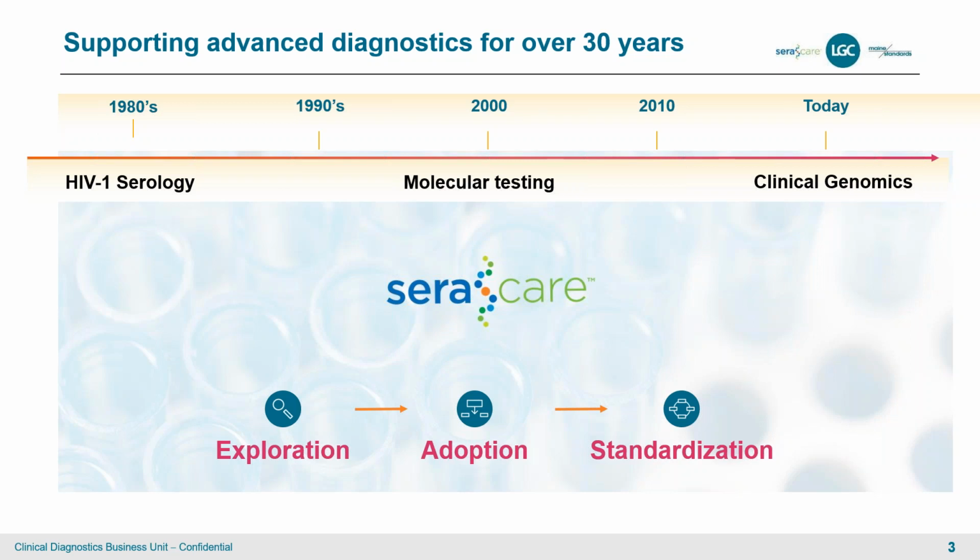on these advanced reference materials. So we started our journey in the late 80s with the HIV-1 crisis, with a lot of serology products. And then moved into molecular testing as we moved into the 90s and the 2000s. HIV, HCV, we'll touch on that in a few slides. And then today, obviously, we're a big player in the clinical genomics space as well.